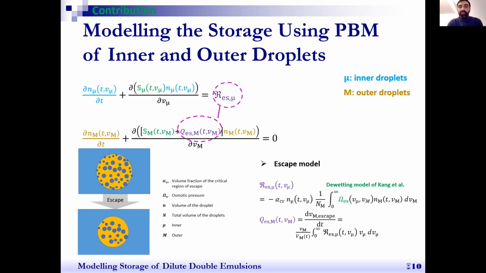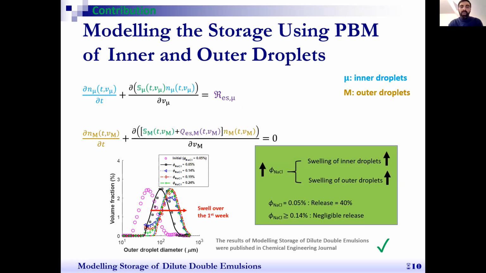And also, there will be escape in the system, where the inner droplets will approach the external layer and coalesce to the external aqueous space. For modeling the escape, we used the de-wetting model of Kang et al., which was developed for single size droplets. We extended it to the full distribution, and we also developed a model in order to follow the change in the size of outer droplets due to the escape of inner droplets. By solving this system, we can track the size of inner and outer droplets, and also find the encapsulation efficiency.